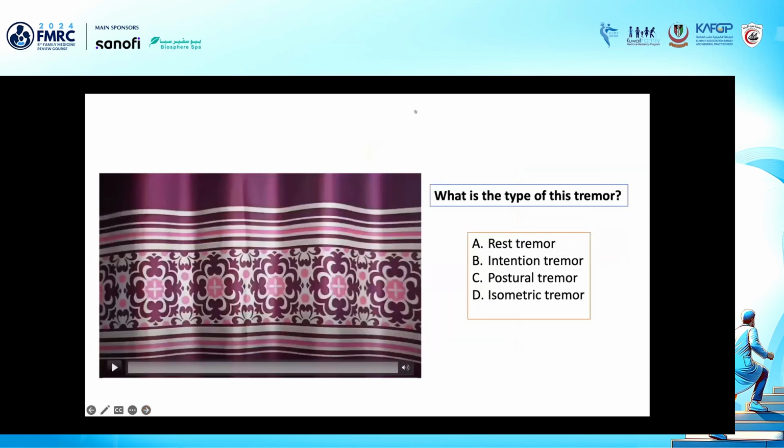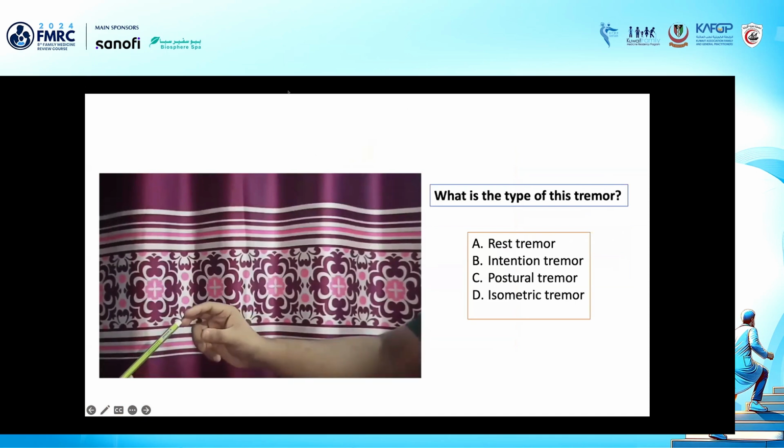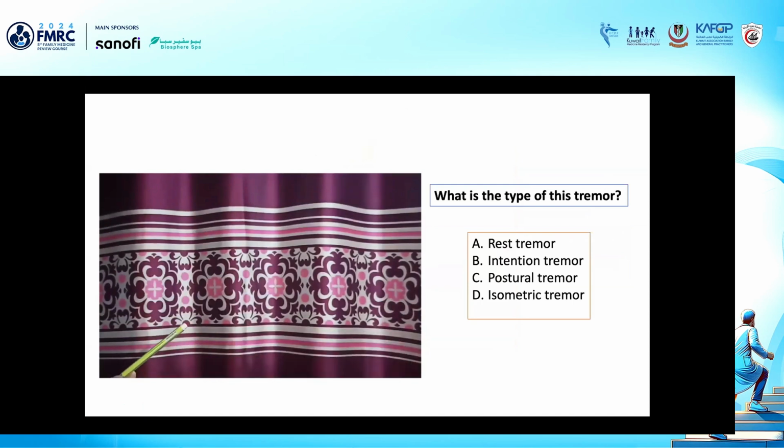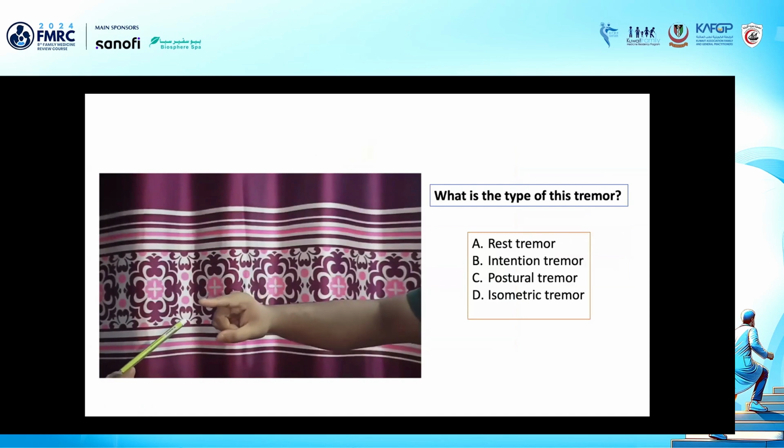Okay, let's move to the third patient, and I want you to guess. Doctor, we fixed the chat, so you can read the answers from the chat now. Okay, good. So now, what is the type of this tremor? Is it a rest tremor? Is it an intention tremor, postural tremor, or isometric tremor?